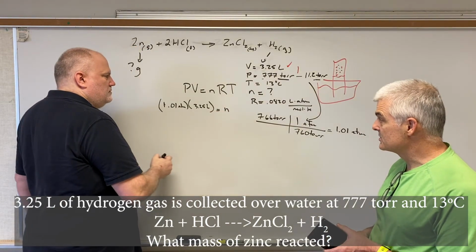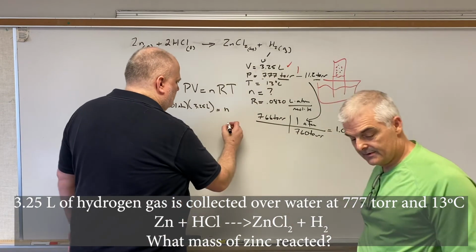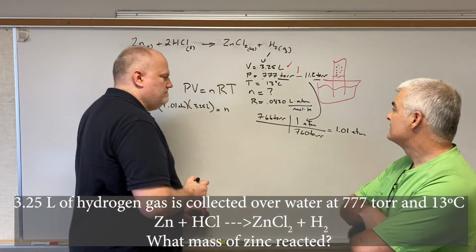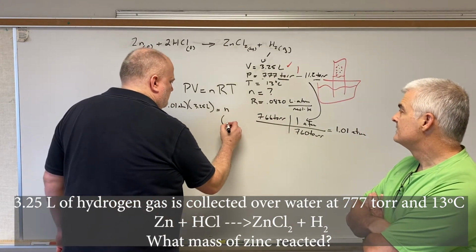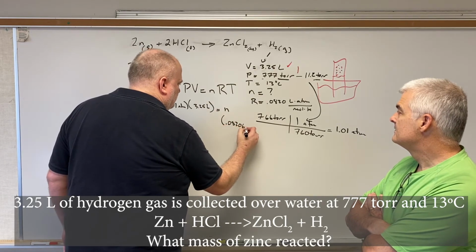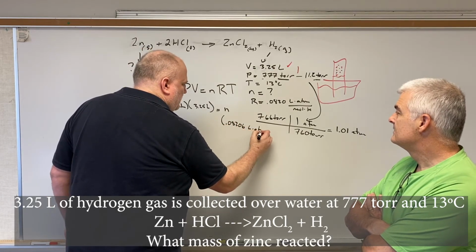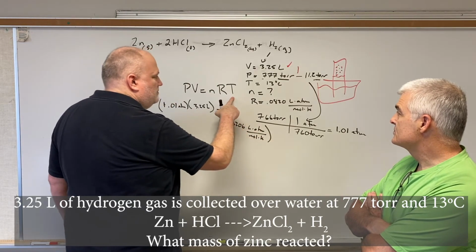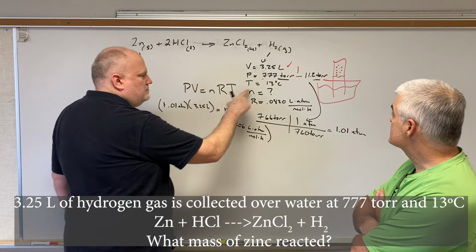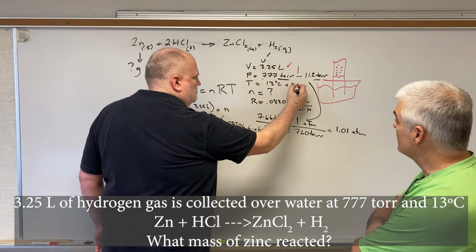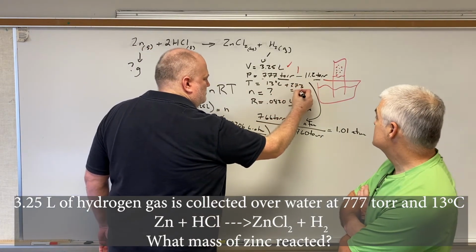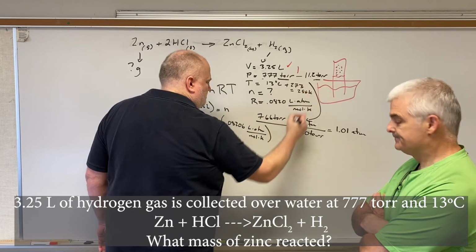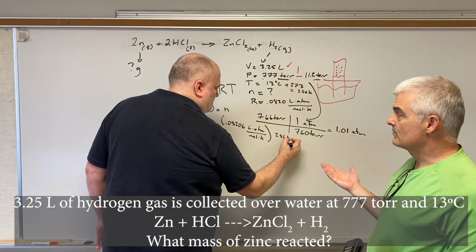R is a constant, so we can just put it slightly down here, right? This is what happens when you don't plan your space. And the temperature is 13, but we need to add 273 to that. So that'd be 286, right? So now we can solve for n.